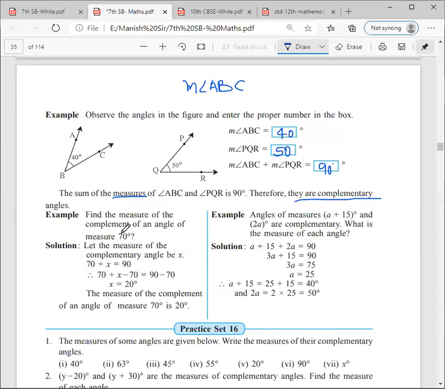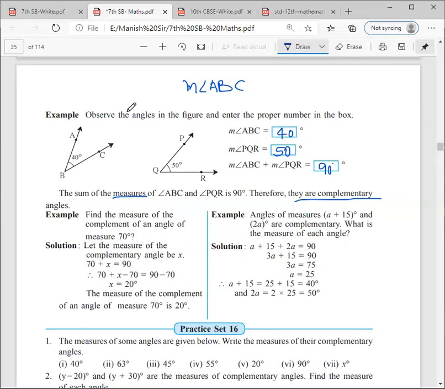So what we can do is let x be a variable, and that will work as the complementary angle. What they have written is: let the measure of the complementary angle be x. Very simple. If I add that 70 degrees with x, it becomes 90 degrees.